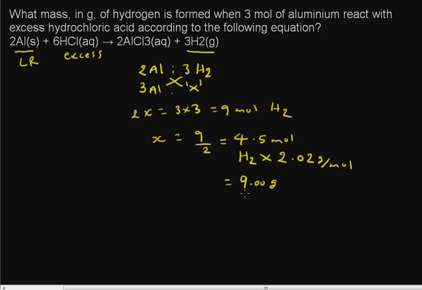So 9 grams of hydrogen is the theoretical yield in this reaction where your aluminum is the limiting reactant. So that completes the video on theoretical yield. Remember, you always calculate theoretical yield based on the limiting reactant, not the excess reactant.